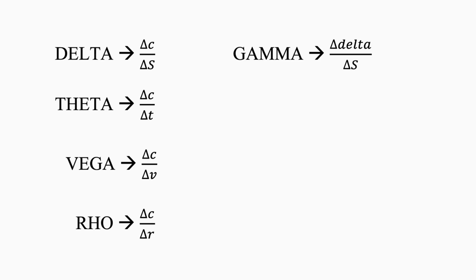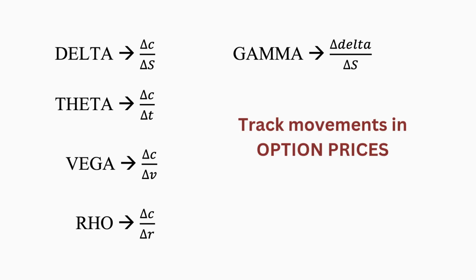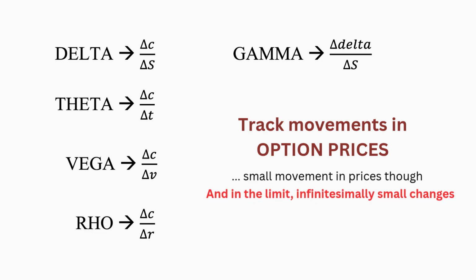So what this all really does is track the movement of the option price per change in inputs, right? In theory, it's supposed to help with risk management. However, the sensitivities discussed here are expressed as small changes, and in the limit, they talk about infinitesimal changes.